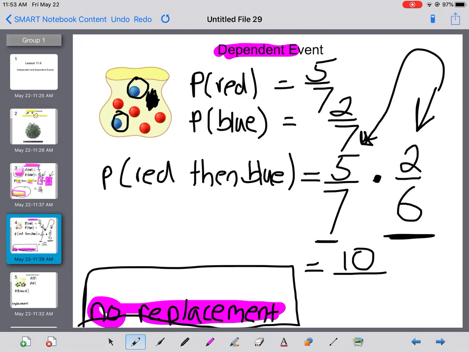Then I still multiply, so I get 10 over 7 times 6 is 42. So actually, if I don't replace the red ball, there's a higher chance that I'll pull out a red and then a blue. So dependent events are when you don't replace it. Independent is when you replace it and you reset it.